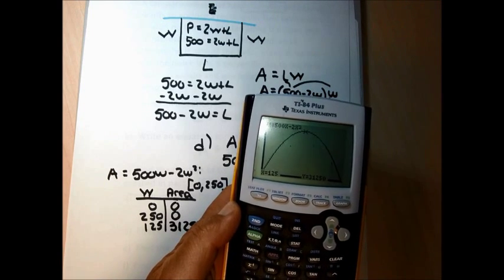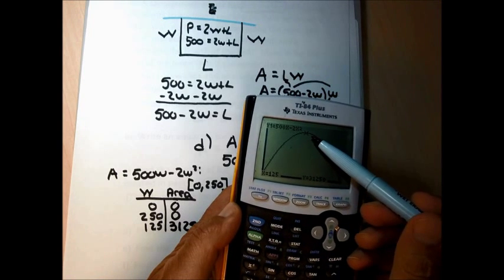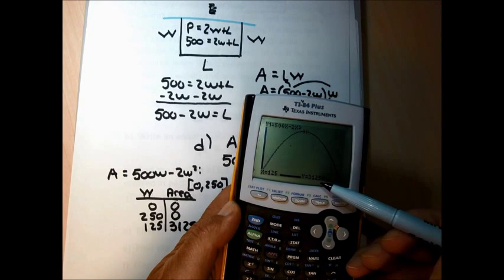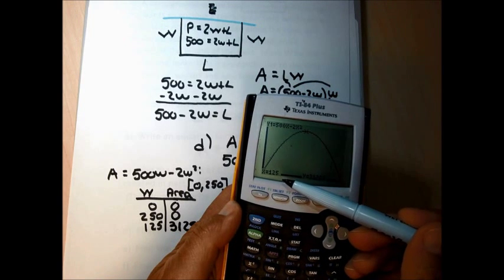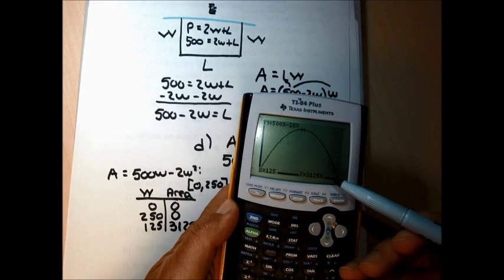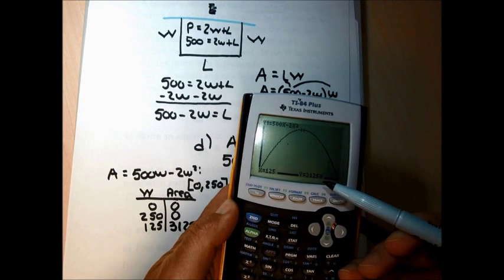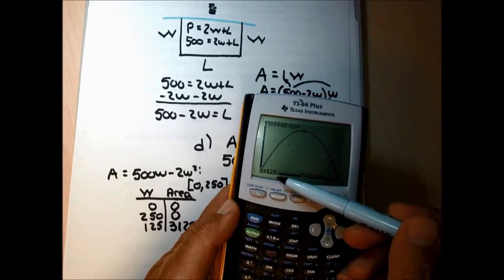And you can see it there. So there's the absolute maximum. The Y value is the area that's enclosed, and the X value is the corresponding width. So the maximum area that we can enclose is 31,250 square. I don't know if it's feet or inches or meters quite yet, when the width is 125.